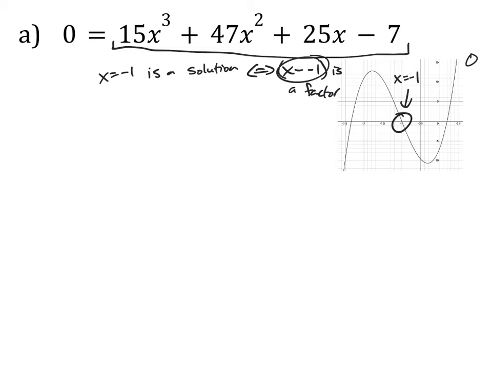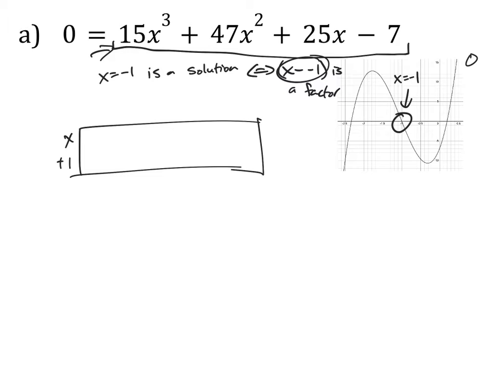So I'm going to take this and rewrite it as x plus 1. Inside the box, I want all of this stuff right here. So I'm going to have to start with a 15x cubed, which means I need a 15x squared here. Then I need 15x cubed here. I don't want 15x squared, I want 47x squared, so I need to add 32x squared.